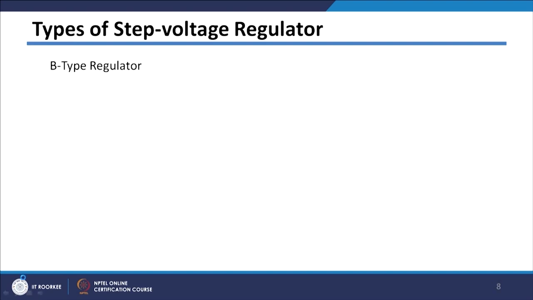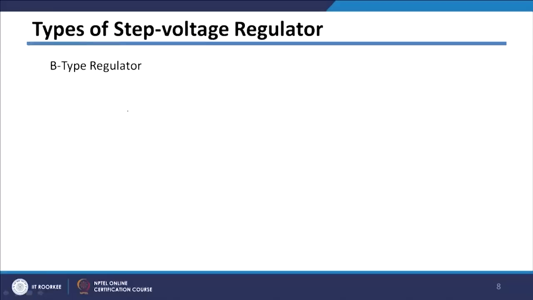Now, let us see the B type regulator. The construction is similar, however, only the connections are different. In this case also there are two types of winding. One is again the regulator winding with tap positions, and then one common winding which is the same.